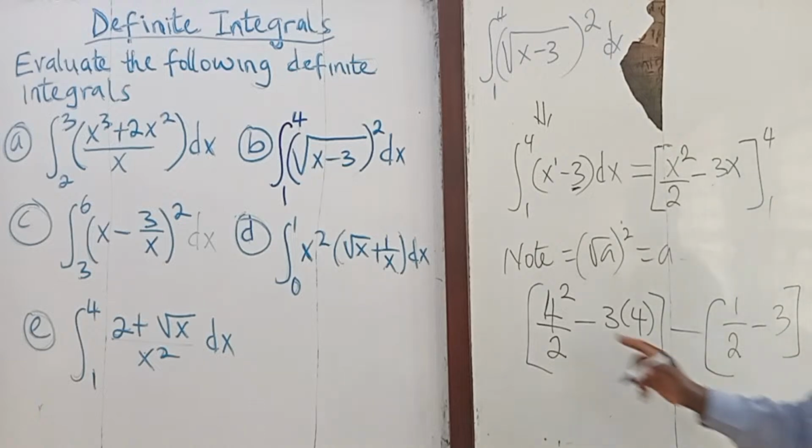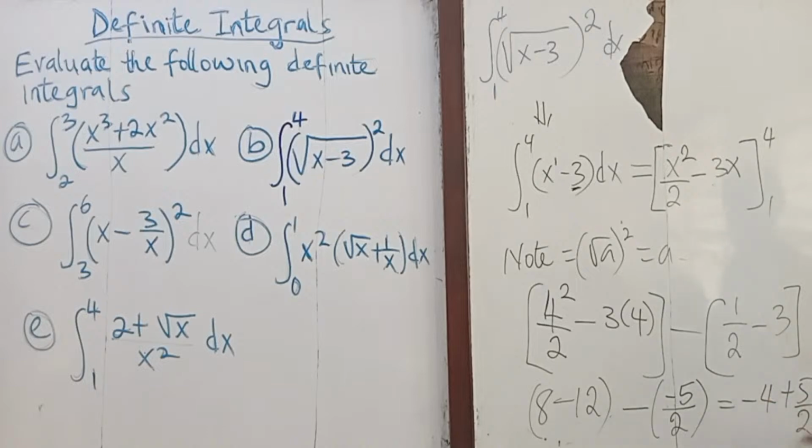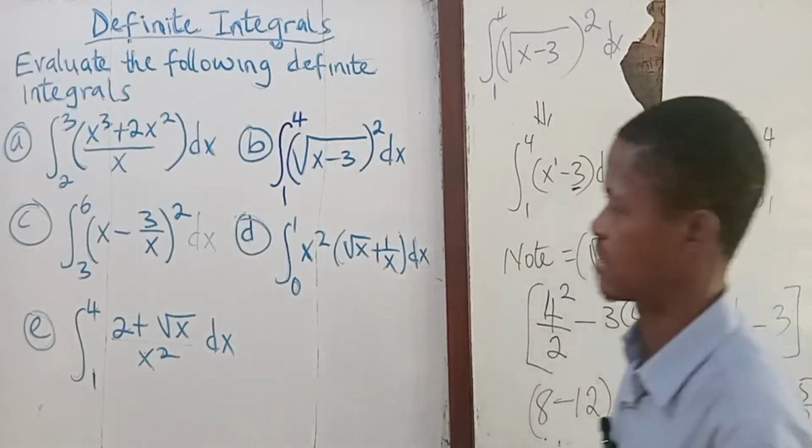Okay, so 4 to the power 2 minus 5, that's minus 5 over 2. So it's giving us minus 4 plus 5 over 2. And that will be equal to 4 times 2, that's minus 8 plus 5 over 2, which is equal to what? Minus 3 over 2. So that's that for the B part.